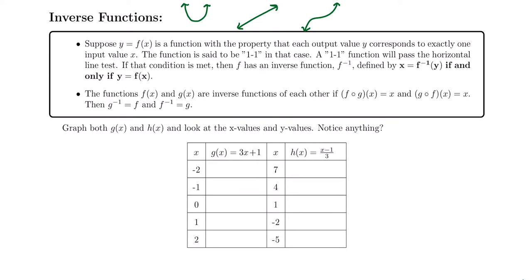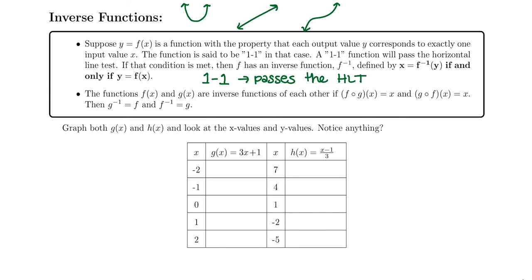So we want to find some inverses, which will only happen for 1-to-1 functions. 1-to-1 means it passes the horizontal line test. So looking at these functions for g and h to start. So g of x is 3x plus 1, and h of x is (x minus 1) over 3. So let's just plug in some values and see what happens.